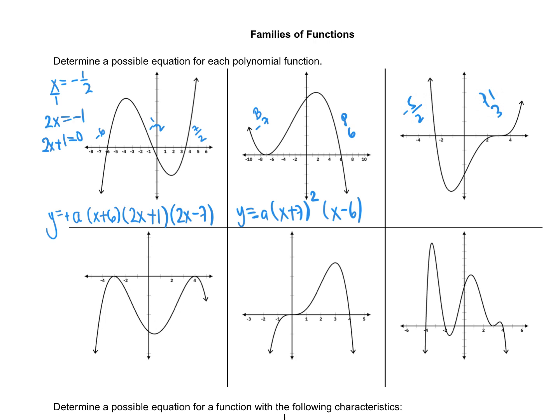Next one, we have -2.5, so that's -5/2 with a pass, and then a point of inflection at +3. And this, because the end behaviors are both towards positive infinity, this is going to be an even degree and a positive leading coefficient because we are going upwards. So for the -5/2, it's going to be 2x plus 5, and then x minus 3 all cubed for that point of inflection.